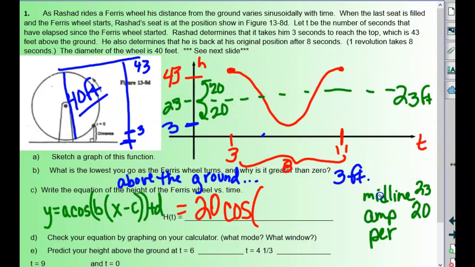What is the actual period of our graph here? Not 11. Okay, you have to be really careful. It is the length of one cycle. It is not 11. Yes. Okay, 8 seconds. So how do we find the B value?